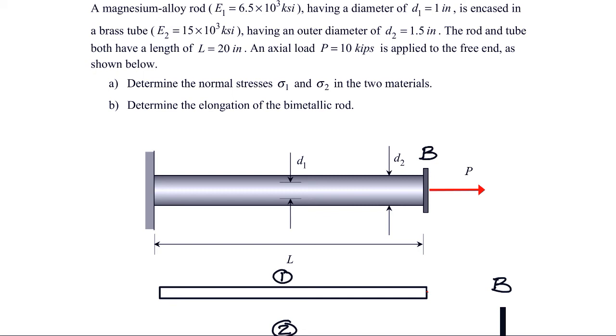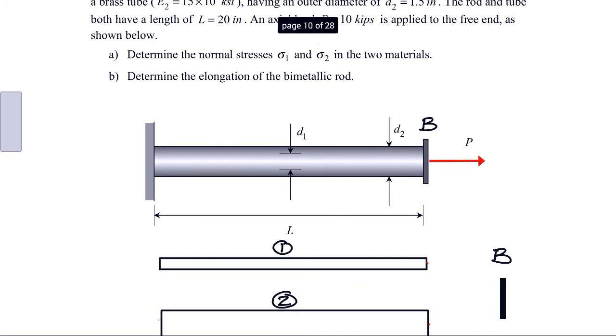Knowing the material properties for both the magnesium alloy and brass, the diameter of the rod, the outer diameter of the tube and the length and the axial load P, what we want to do is determine the normal stresses in each one of the two, the rod and the tube, and what is the elongation of this bimetallic rod.